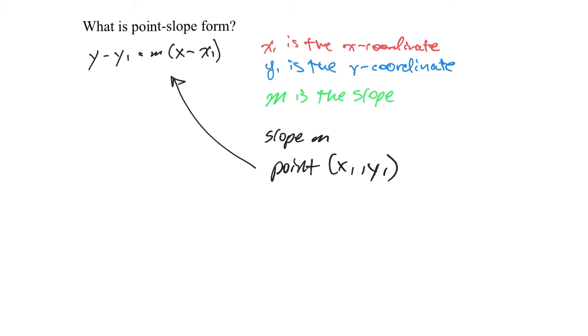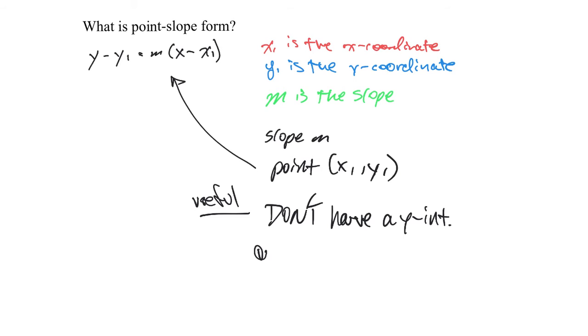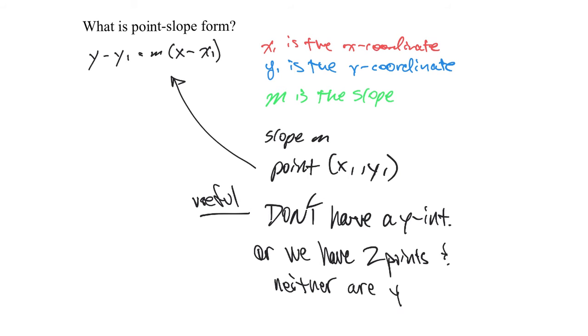This is particularly useful if we don't have a y-intercept. Or if we have 2 points and neither are the y-intercept. And we'll do a couple sample problems and you'll see what I mean.